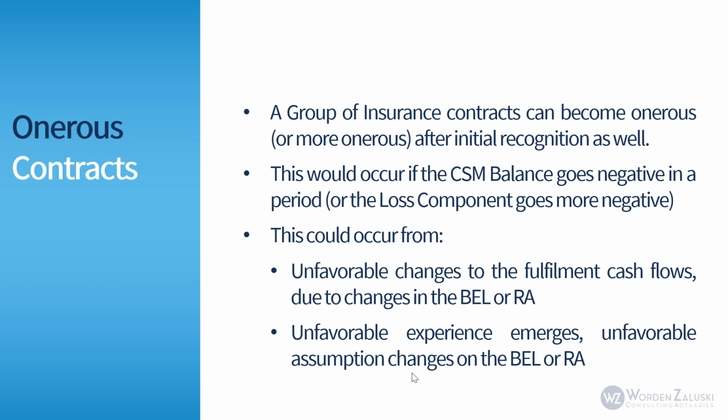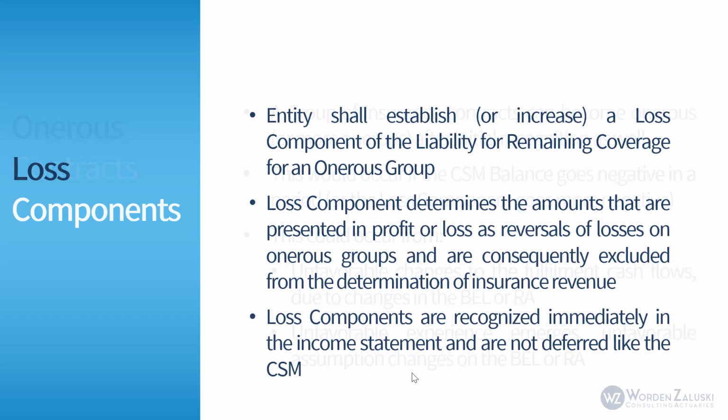Those could cause the CSM to go from a positive balance to a negative balance and create a loss component. So the entity shall establish or increase a loss component of the liability for remaining coverage for any onerous groups. And the loss component determines the amounts that are presented in profit or loss as reversals of losses on onerous groups and are consequently excluded from the determination of insurance revenue.